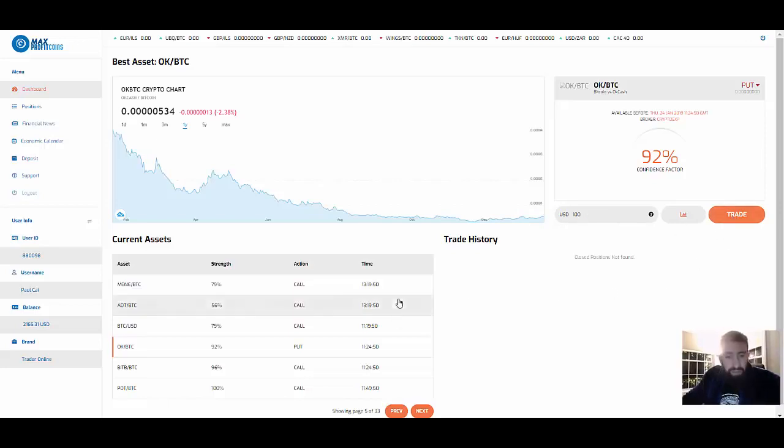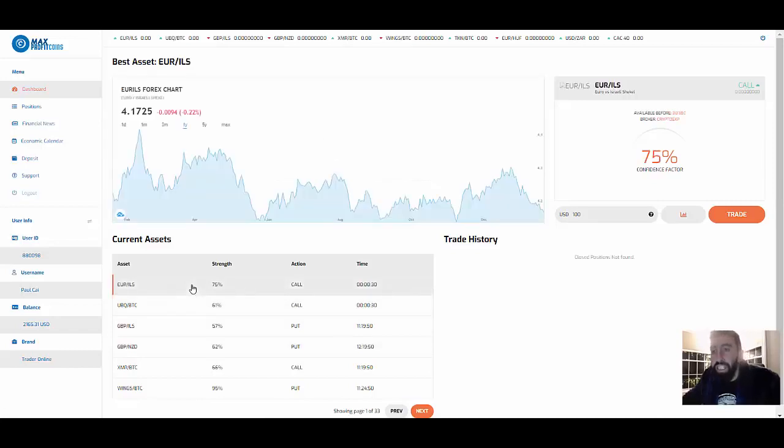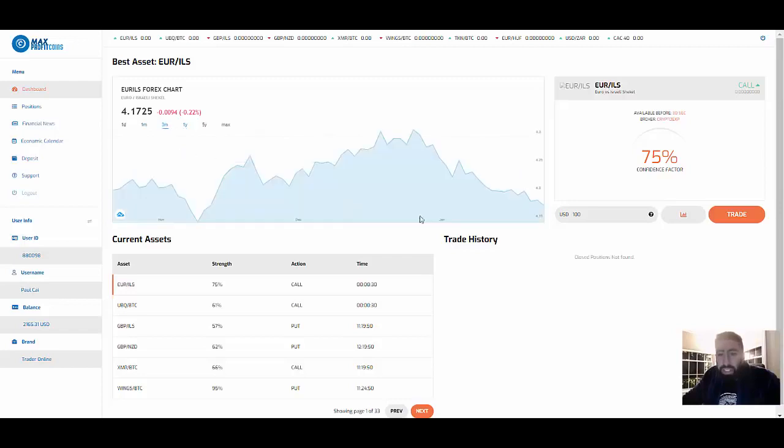Okay, moving on. Let's see what else we have here. Let's go through the pages. Here we have a euro pair, guys. Euro versus the Israeli shekel, 75%. That's pretty good. So we can definitely take this one to our advantage for 100.